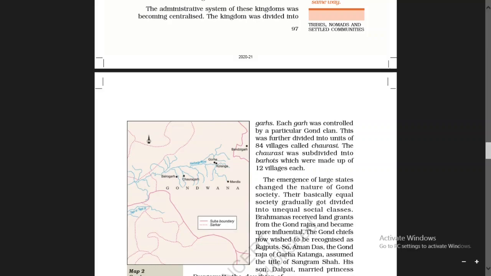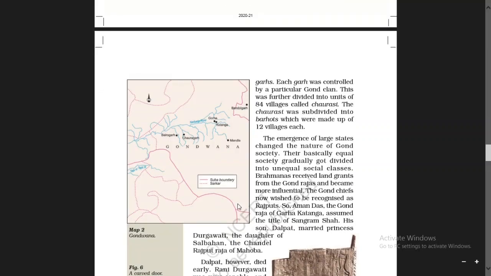The Gond chiefs now wished to be recognized as Rajputs. So Aman Das, the Gond Raja of Garha Katanga, assumed the title of Sangram Shah. He assumed, meaning took on, the title of Sangram Shah.